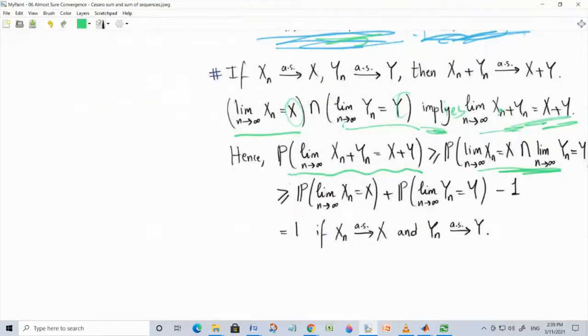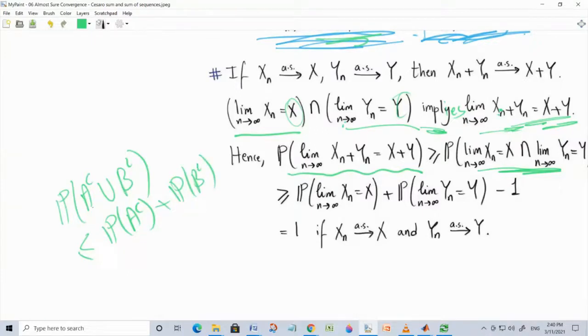Perhaps you've seen this before. The union bound tells you something. If you have two events, A complement union B complement, the union bound tells you that this is less than or equal to probability of A complement plus probability of B complement, right? Multiply both sides by minus one. So the probability of A complement union B complement is greater than or equal to minus probability of A complement minus probability of B complement.